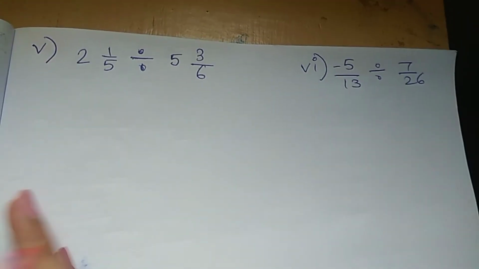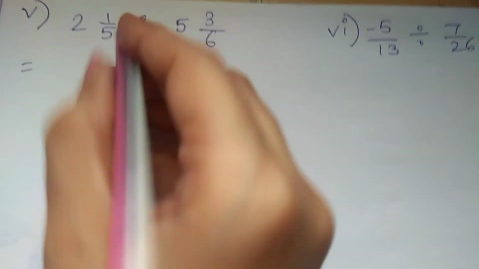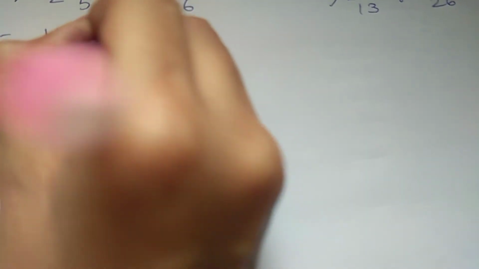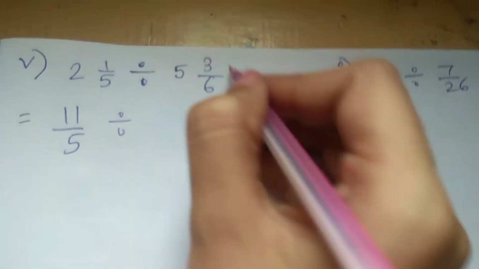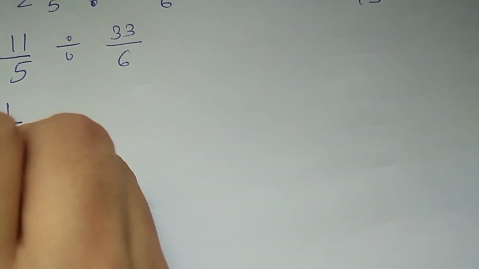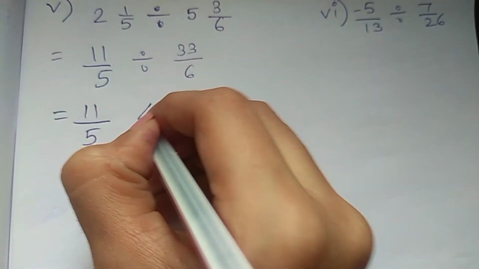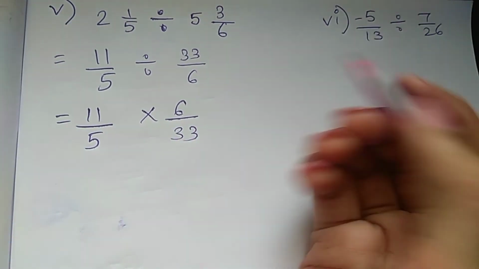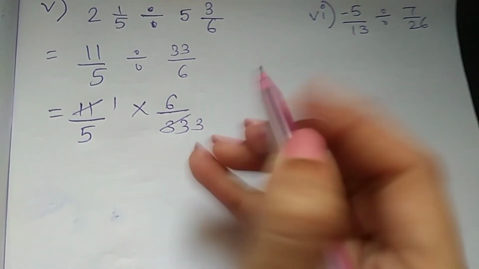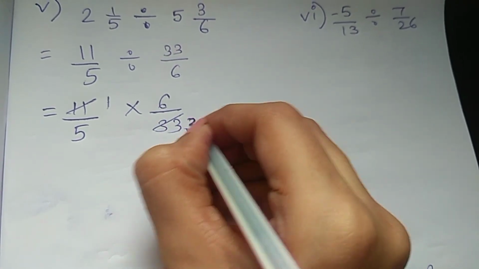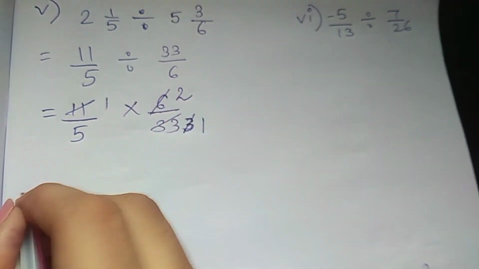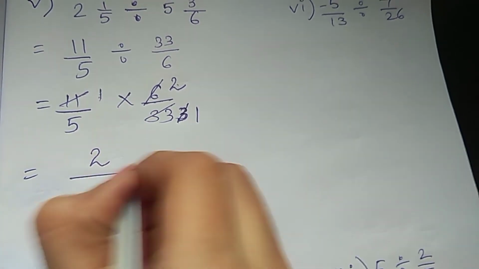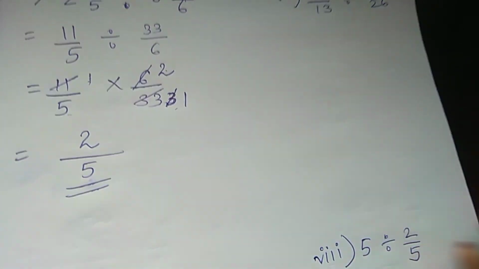Let's see the next sum. Here mixed fractions are there, so hence we have to convert them. 5 twos are 10, plus 1, 11 by 5. 6 fives are 30, plus 3, 33 by 6. Now let's do the reciprocal part. Yes, we can reduce. 11 ones are 11, 11 threes are 33. Again we can reduce it. 3 ones are 3, 3 twos are 6. So 1 twos are 2, 5 ones are 5.